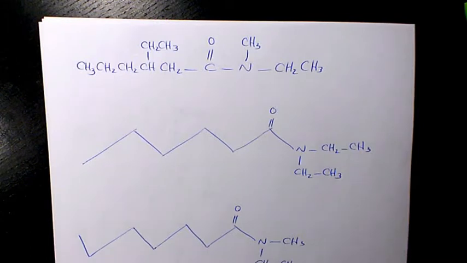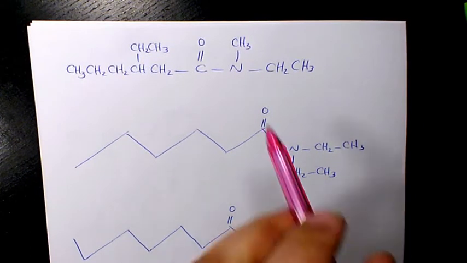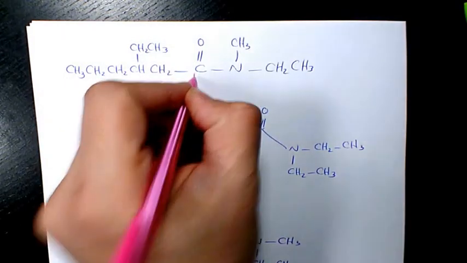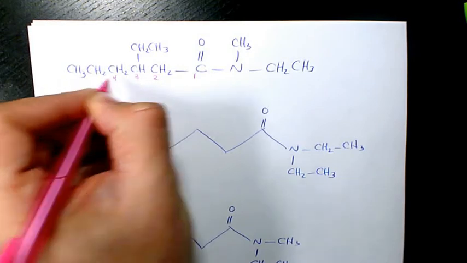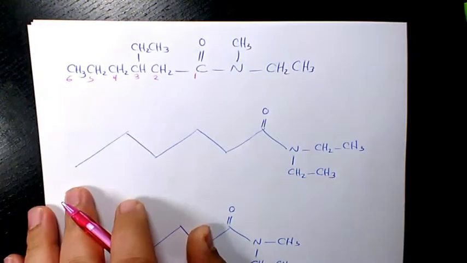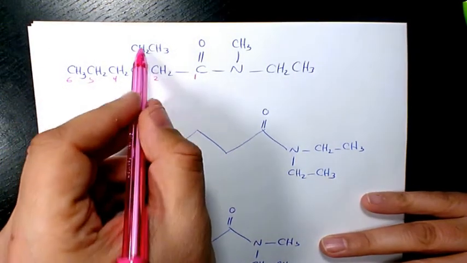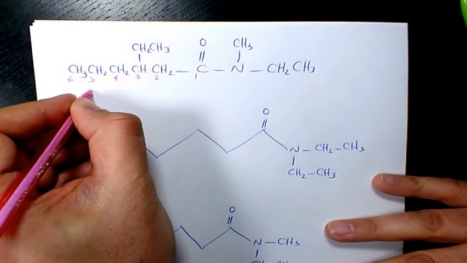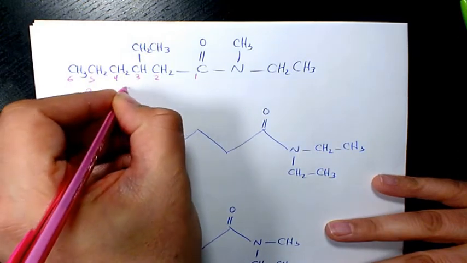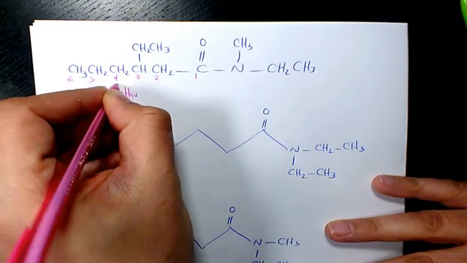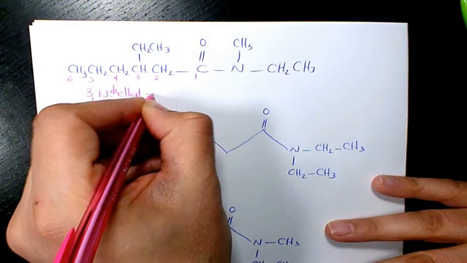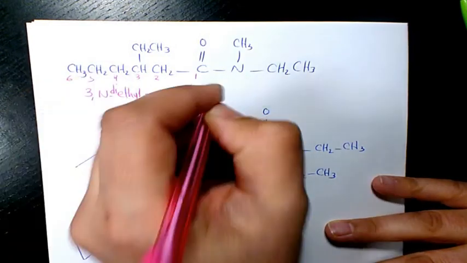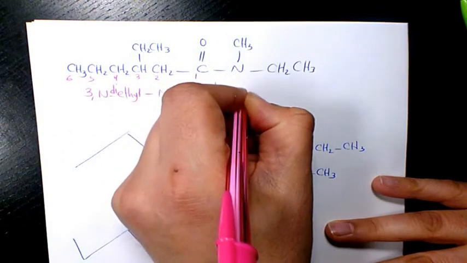Let's see how to name this chemical. Here we have methyl, we have ethyl, we have 1, 2, 3, 4, 5, and 6 carbon. So that's going to be 3-ethyl, N-ethyl, and N-methyl. So it's going to be 3, N-ethyl, diethyl actually, N-methyl, hexanamide.